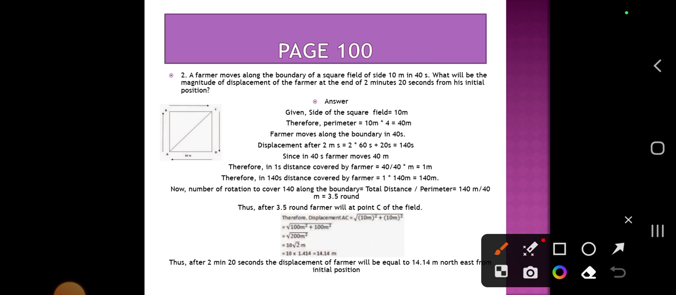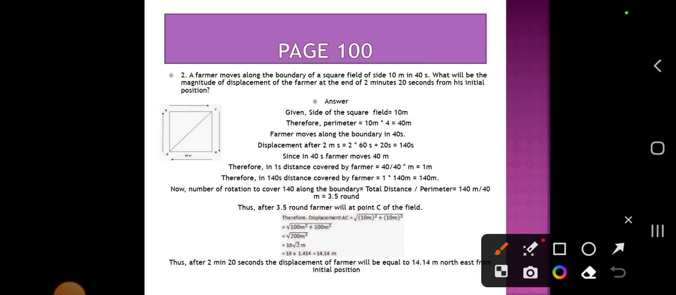So the side of the square field is 10 meter, which is given. We know the perimeter is the sum of all sides, so you can multiply 4 into side, or you can add 10 plus 10 plus 10 plus 10. So you get 40 meter. The farmer moves along the boundary in 40 seconds, so in 40 seconds he covers 40 meter.